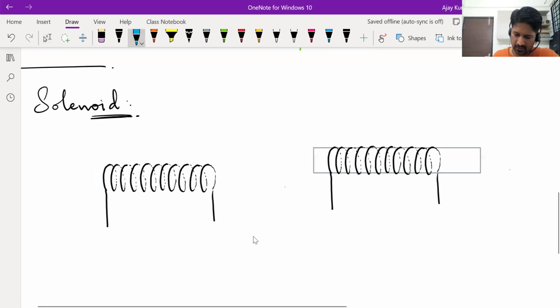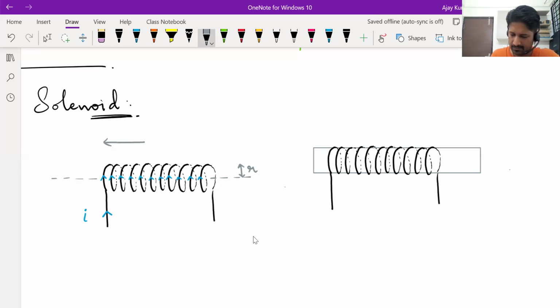Suppose a current flows like this. So effectively what happens here is there are a number of circular loops here. As I said, it's a spring-like coil and the loops must be very close to each other. So each turn is like a circular loop. Let's draw its axis. This is the axis of the solenoid. Assume its radius is small r. Let's say its length is L. And in that length itself, let's say there are n number of turns.